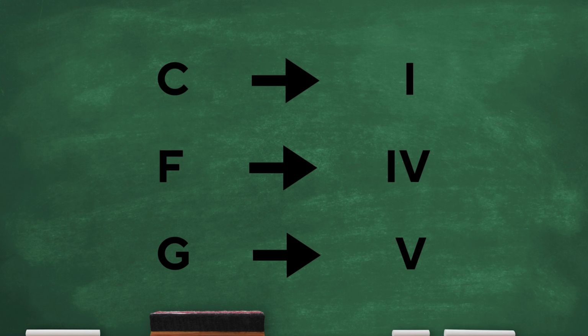The number system is how musicians communicate chords so that it can work in any key. So, for example, instead of saying C, F, and G, we can just say 1, 4, or 5. It saves you from having to think about what letters go with what key, making it way easier to transpose songs on the fly. Here's how it works.